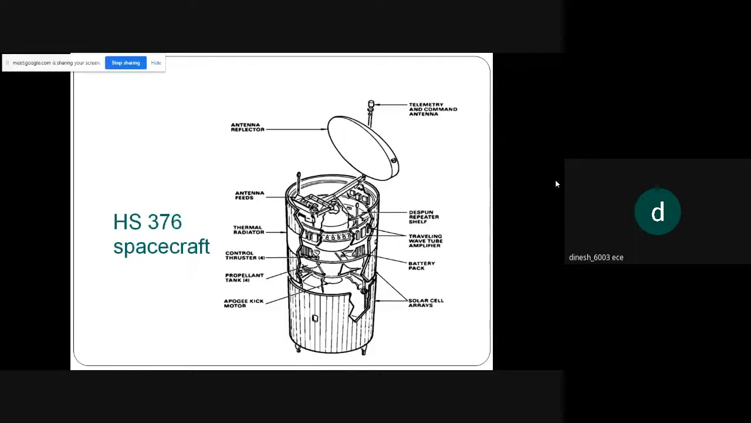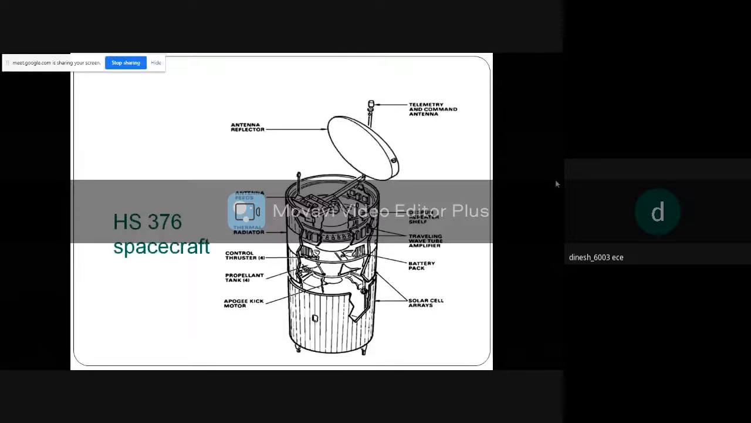So since there are no queries, I move further on from the HS 376 spacecraft.